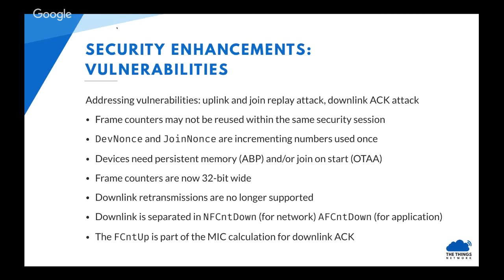The frame counters are now 32-bit wide. This was already the case, but it was optionally also 16-bit. Downlink retransmissions are no longer supported, and that means that for every downlink message, the network server will increment the frame count down. And we actually have two different frame counters now, one for the network and one for the application layer.